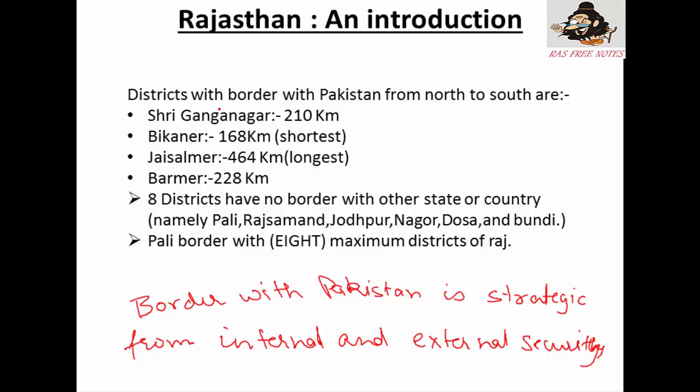Now, the longest border with Pakistan is of Jaisalmer and the smallest is of Bikaner. 8 districts have no border with another state or Pakistan. Which are these districts? Pali, Rajsamand, Jodhpur, Nagaur, Dausa and Bundi. Maximum number of districts are bordered by Pali.